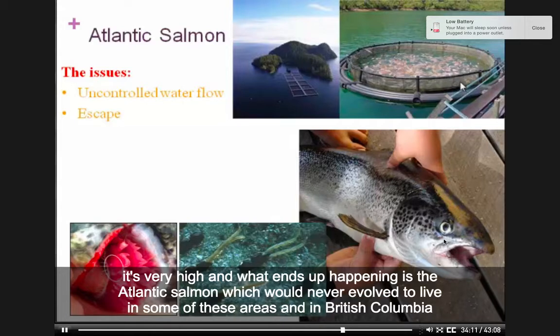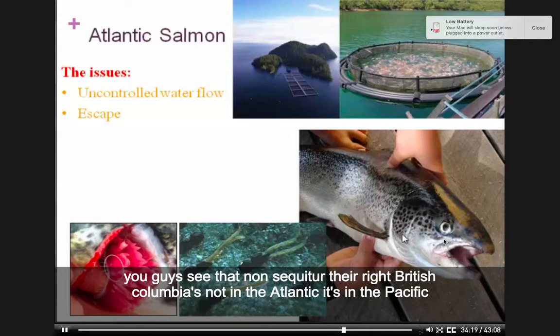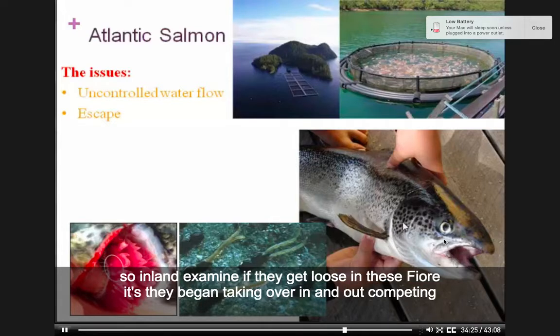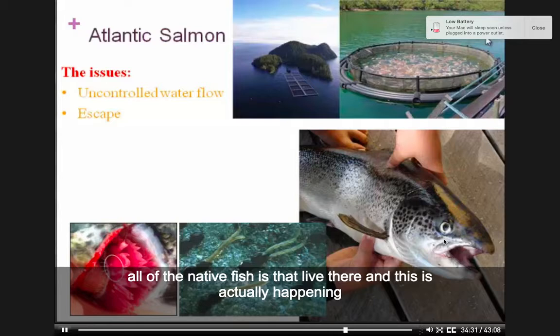It's very high. And what ends up happening is the Atlantic salmon, which never evolved to live in some of these areas, I mean, British Columbia. You guys see the non sequitur there, right? British Columbia is not in the Atlantic. It's in the Pacific. So Atlantic salmon, if they get loose in these fjords, they begin taking over and outcompeting all of the native fishes that live there. And this is actually happening.